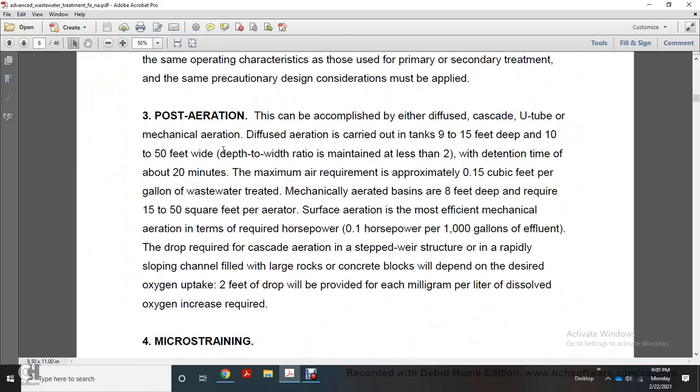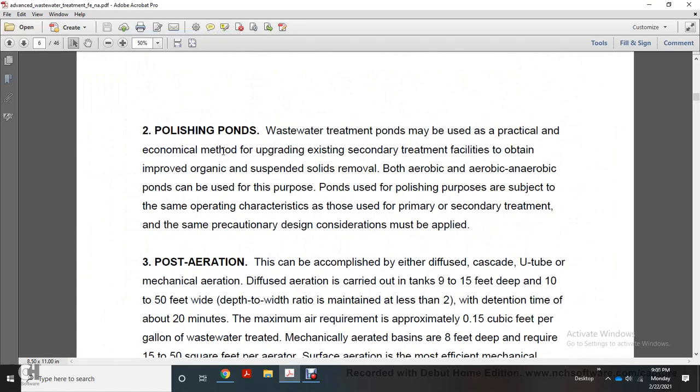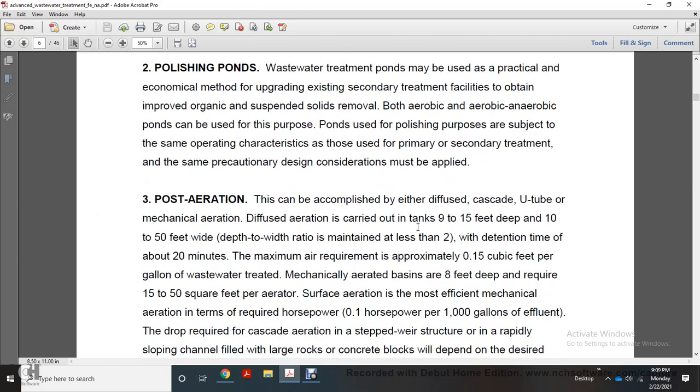Alright. Polishing ponds. Wastewater treatment ponds may be used as an economic method of upgrading existing secondary treatment facilities to obtain improved organic and suspended solids removal. Both aerobic and anaerobic ponds can be used for this purpose. Ponds used for polishing purposes are subject to the same operating characteristics as those used in primary and secondary treatment, and the same precautionary design considerations must be applied.